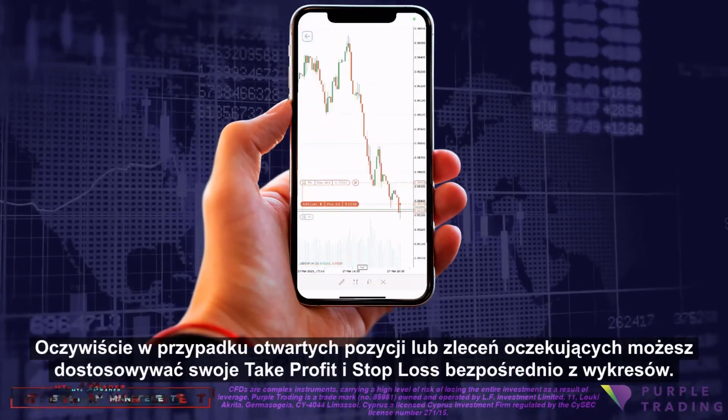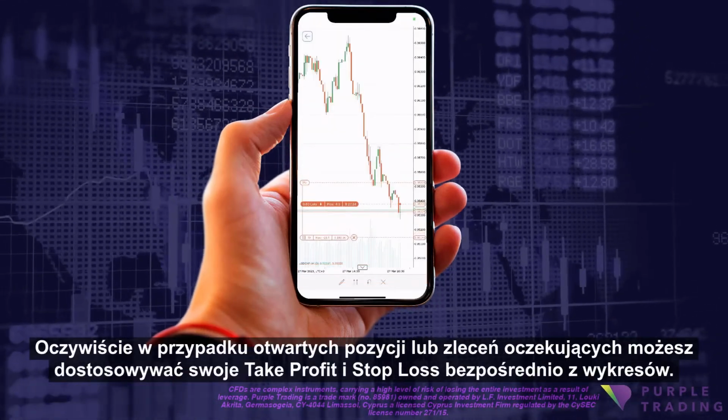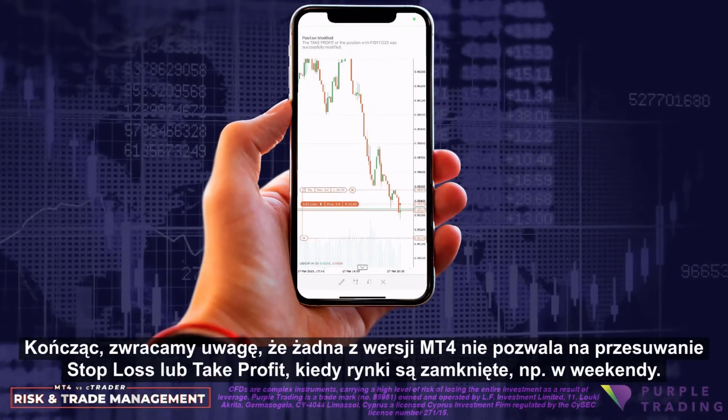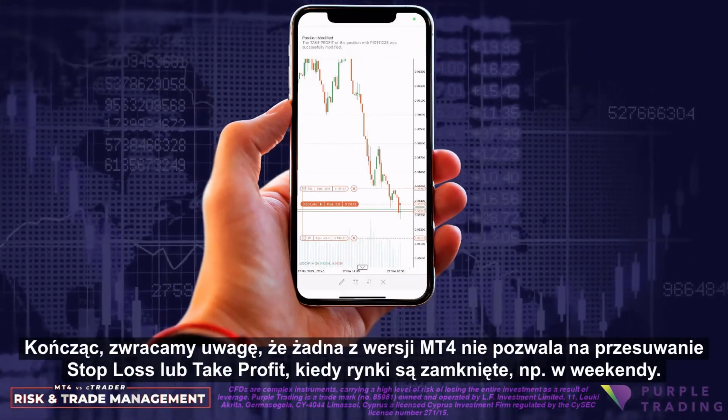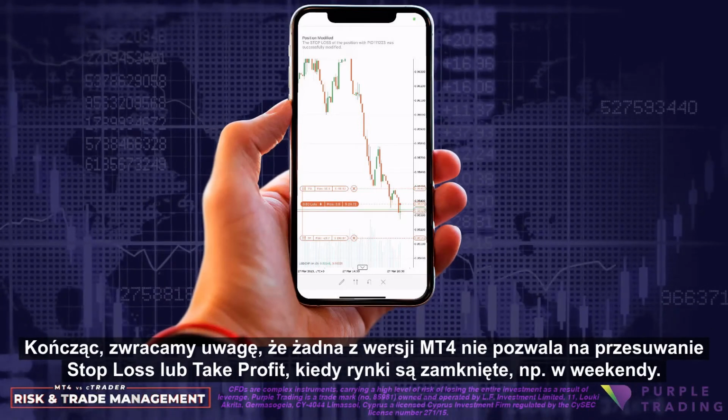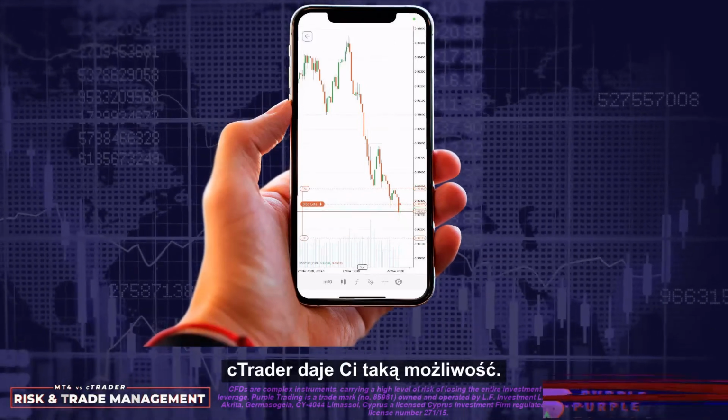Of course, on open positions or pending orders, you may adjust your take profit and stop loss directly from the charts. And in closing, all versions of MT4 will not allow you to move your stop loss or take profit when the markets are closed, like the weekends. cTrader will allow you to do both.